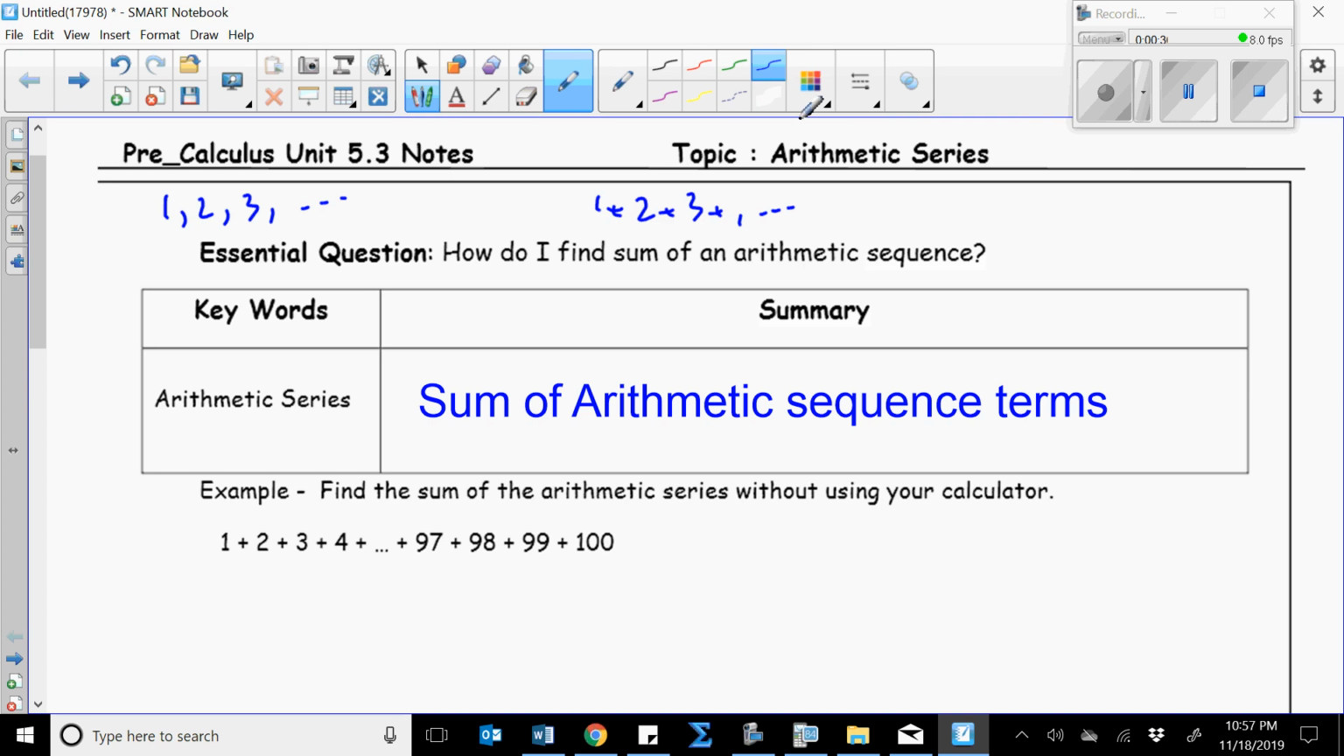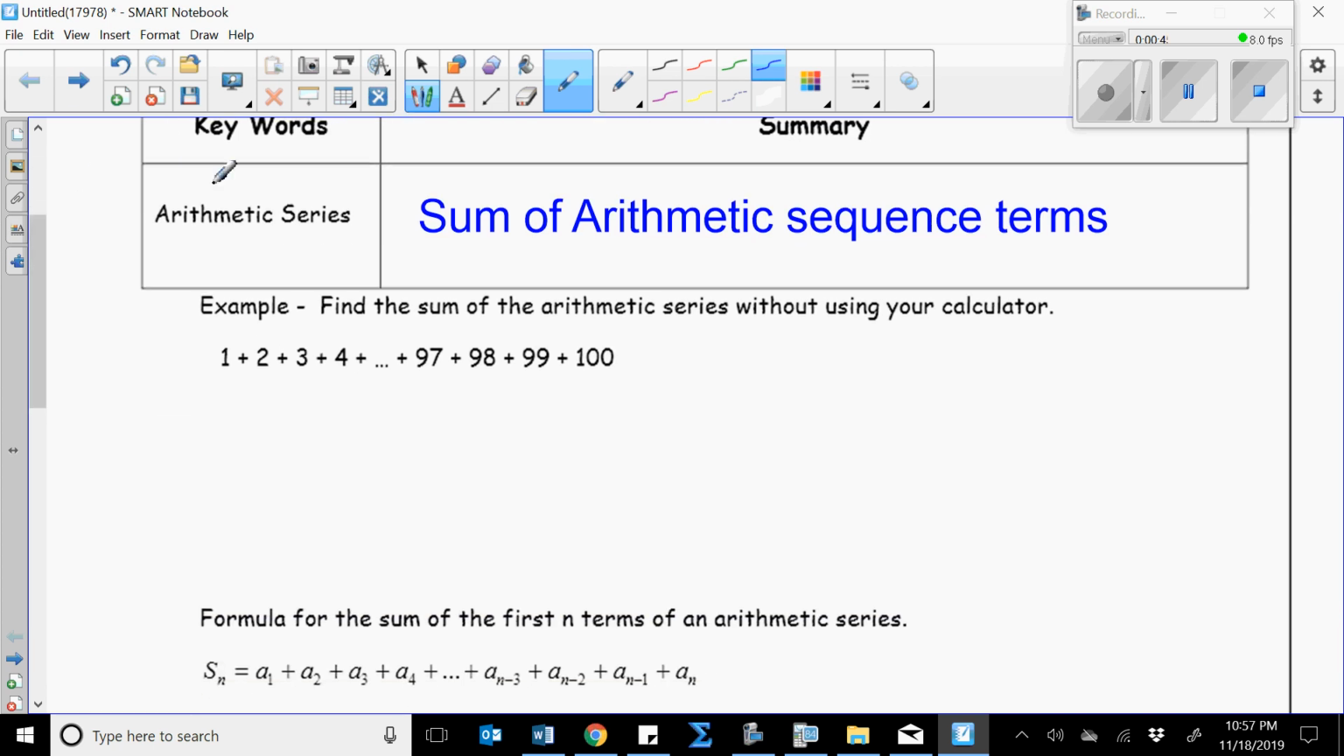So today we're learning about arithmetic series. That means we are going to learn how to add up the terms of an arithmetic sequence. So an arithmetic series is the sum of arithmetic sequence terms. Let's say I give you this arithmetic series and ask you to add them all up. So it's 1 plus 2 plus 3 and so on to 100. So I ask you to add up all the numbers from 1 to 100.